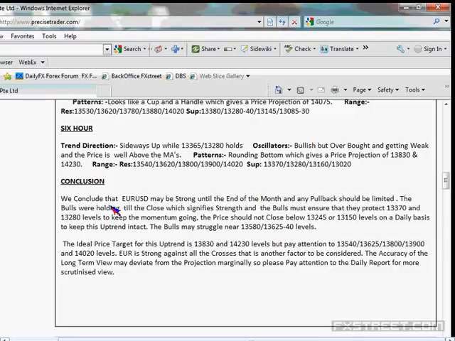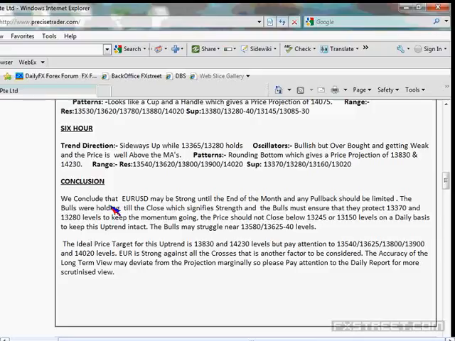What we said on euro last week, September 25th, was we conclude that euro USD may be strong until the end of the month and any pullback should be limited. And the bulls were holding till the close, which signifies strength. The bulls must ensure that they protect 133.70 and 132.80 levels to keep the momentum going. The price should not close below 132.45 or 131.50 levels on the daily basis to keep this uptrend intact. And the bulls may struggle near 135.80, 136.25, 136.40. These are the levels where we feel that the bulls are going to struggle to clear.